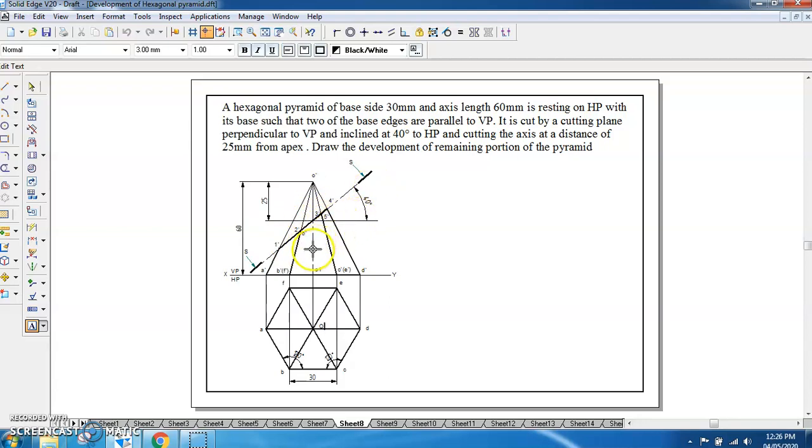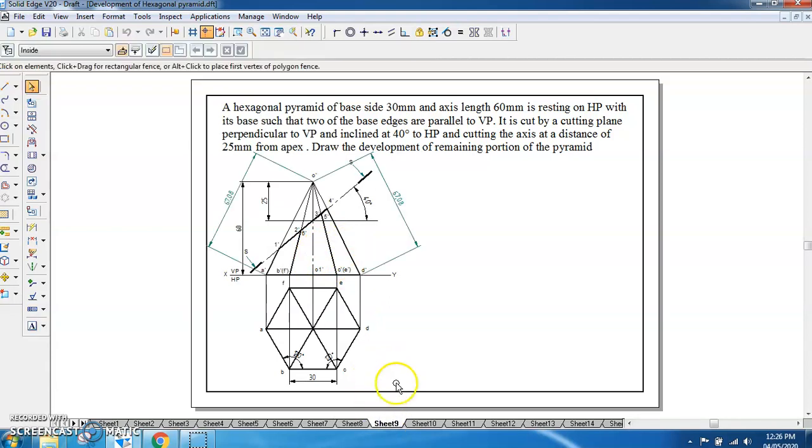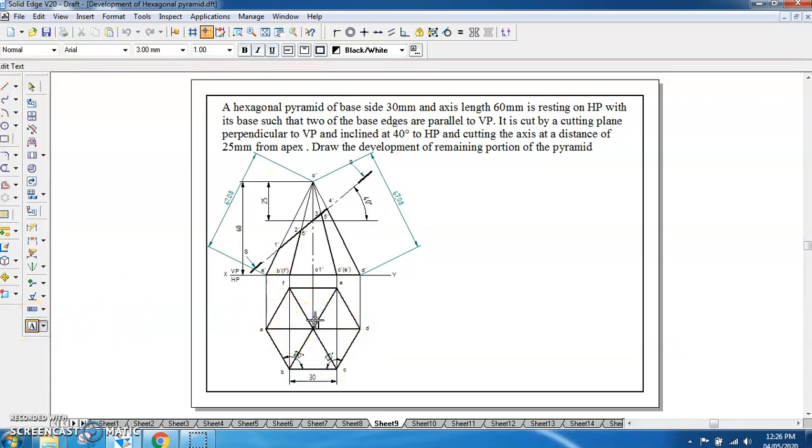So once you do this, the next thing is that we have to develop the portion of this pyramid. So next we are going to see the slant edge lines. Now we have got the 6 slant edges for the hexagonal pyramid: AO, BO, CO, DO, EO, and FO. These slant edges will have different lengths in the front view, and all will have the same length in the top view. So in the top view, AO to FO all have the apparent length, but in the front view there are a few slant edges which have the true length.